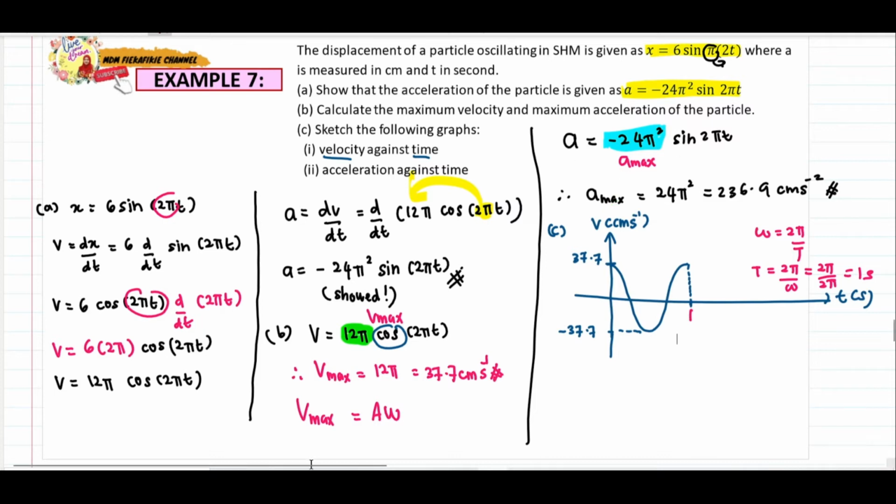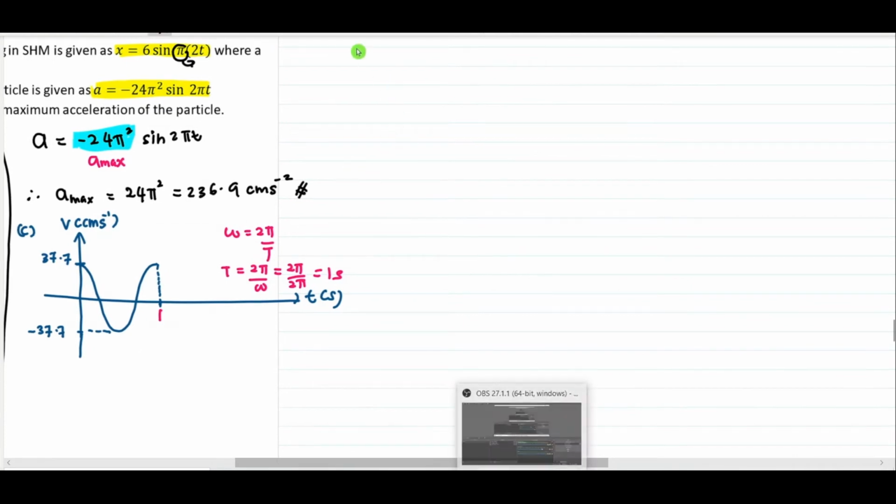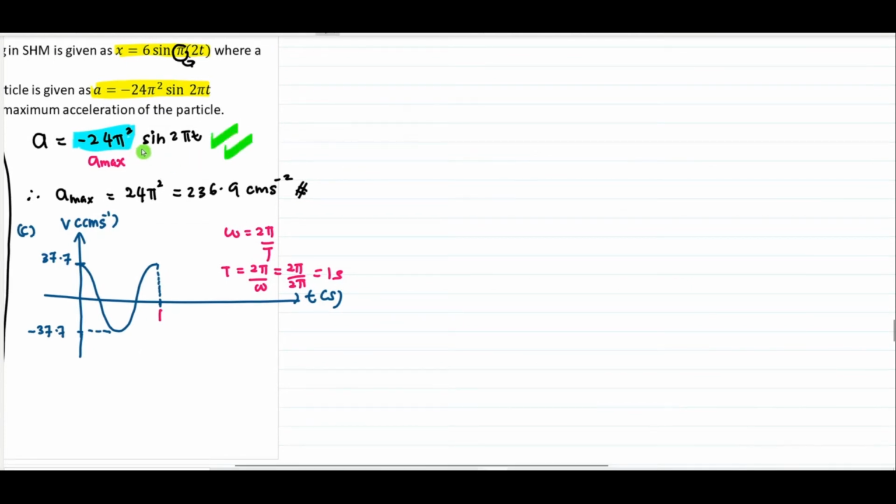Okay, saya akan buat kat tepi ni lah. Okay. So look at here. This is the equation in terms of sine. Negative sine. Okay. So the graph of acceleration against time. So a, centimeter per second squared.